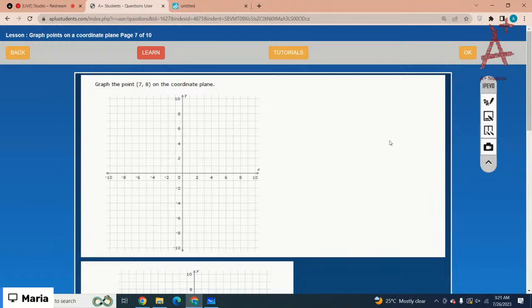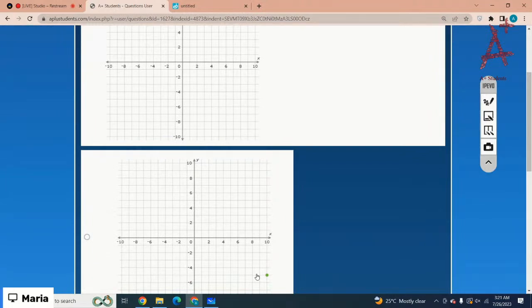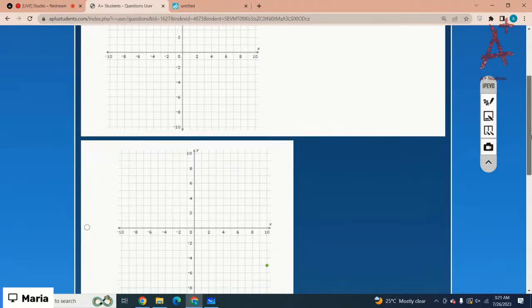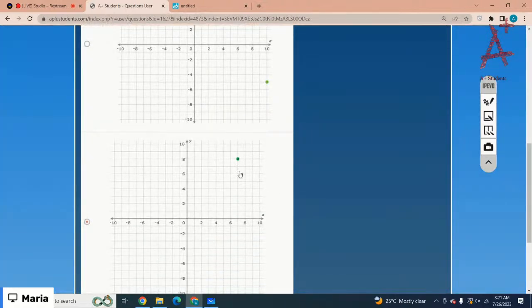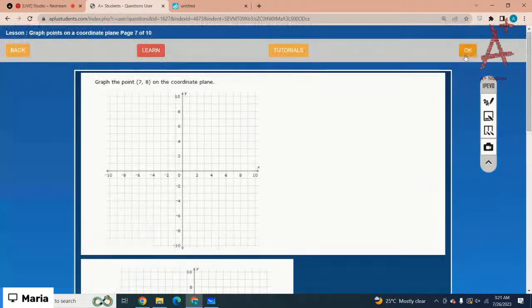Okay, graph the point 7 and 8 on the coordinate plane. So 7 and 8 both are positive. That means the point must be in the first quadrant, right? So let's just plot. This is not the correct option. The second one is the correct option. This one, 7 and 8, x is 7 and y is 8. So option number 2 is the correct option.